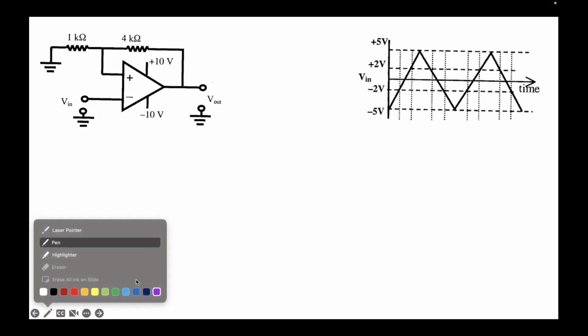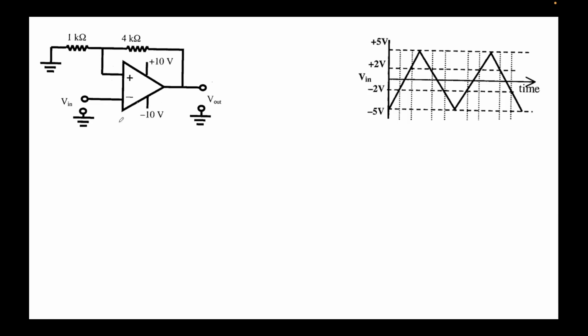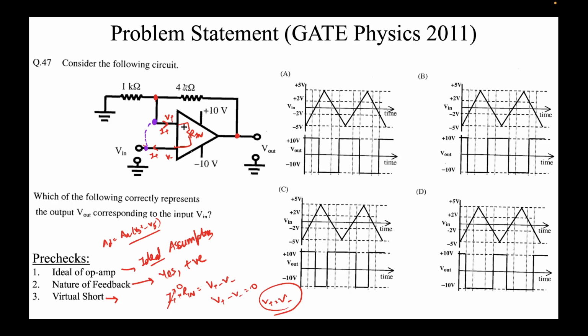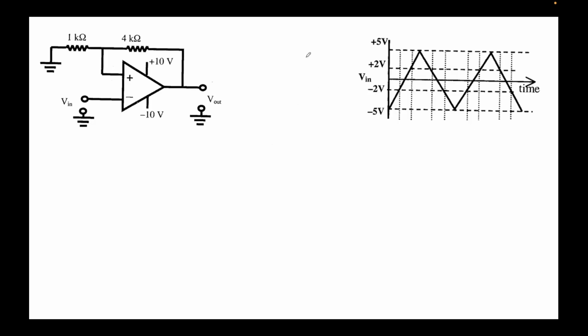So now we come back to the circuit that we were given. If you closely notice, we need to find the correct output waveform, but at time equal to 0, all the output voltages are plus 10 volts. You can see in all the 4 options, right? So at t equal to 0, V out is plus 10 volts. Note, plus 10 volts is the saturation.